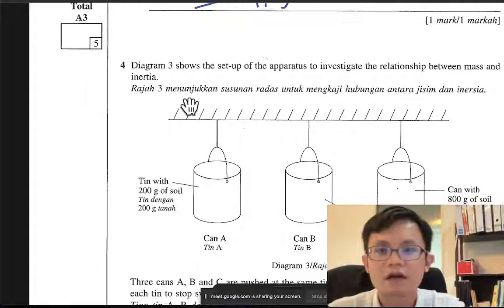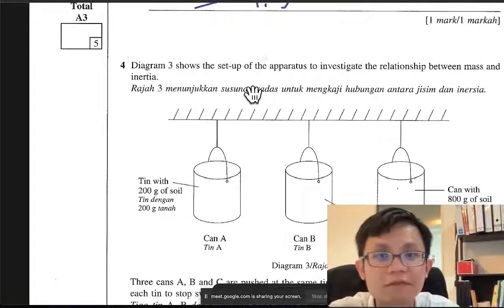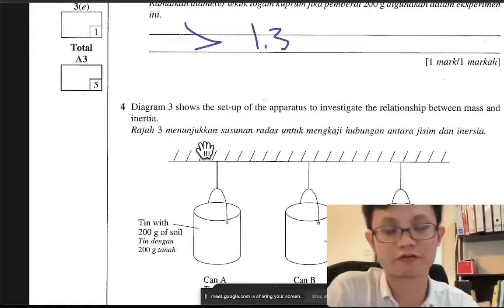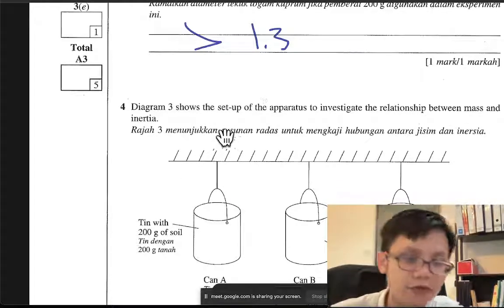Okay, so let's continue. Previously we finished until this question for SPM revision. As usual, remember to do your exercise to keep on improving.